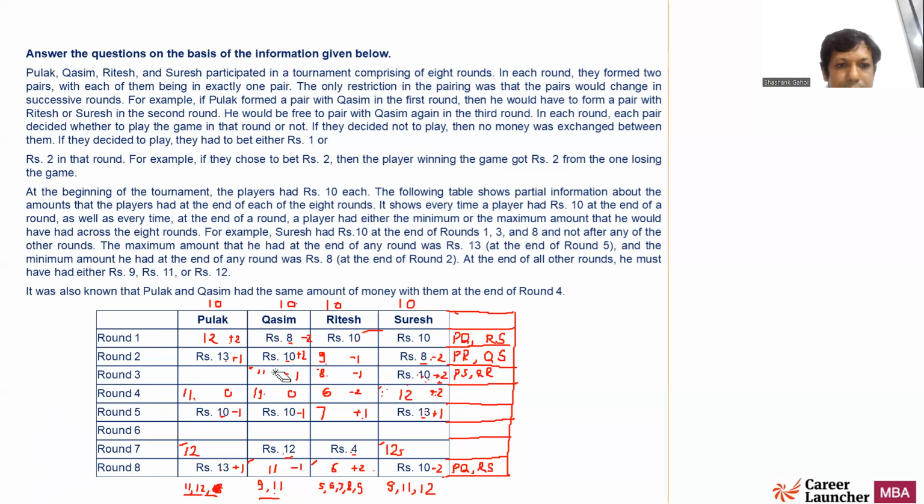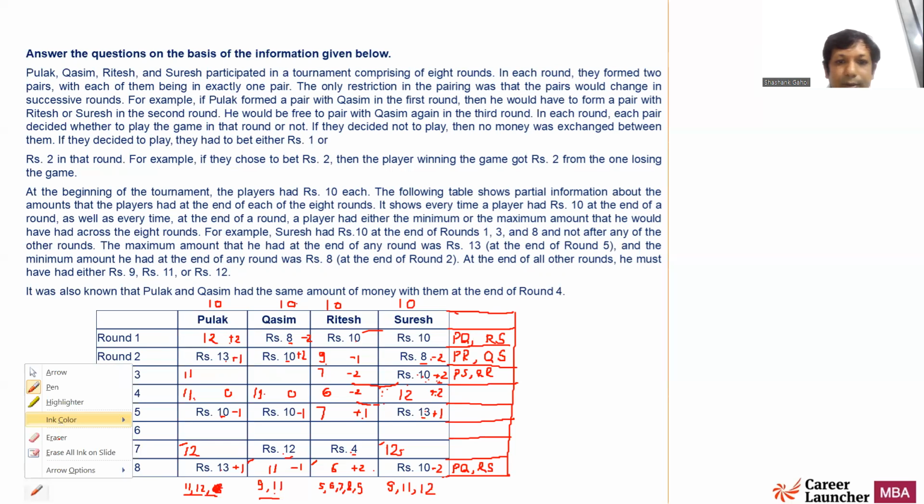This. Suresh is gaining 2 rupees. Pulak is losing 2 rupees. Pulak is here with 11. So this person will be losing 2 rupees, minus 2. Now, if this is gaining 2 rupees, this is losing 2 rupees. So in this round, we have a match of Suresh and Ritesh. So in this round, again, I'm going to have a match of Suresh and Ritesh. That's not a possible arrangement. So definitely Ritesh is not playing with Suresh.